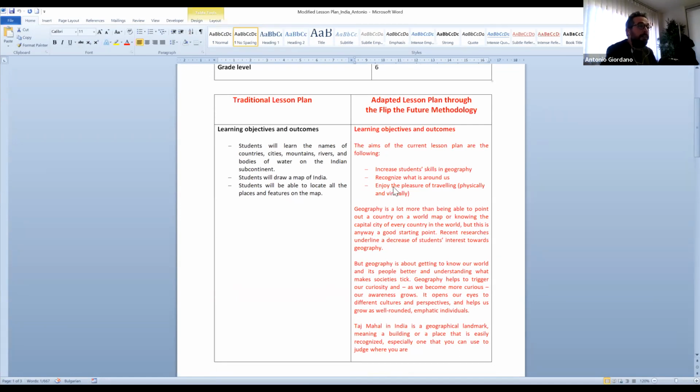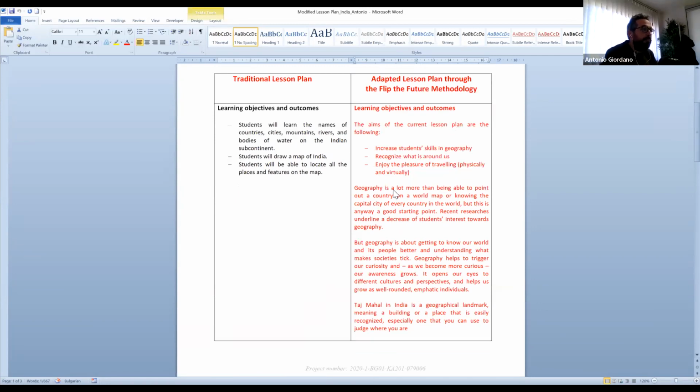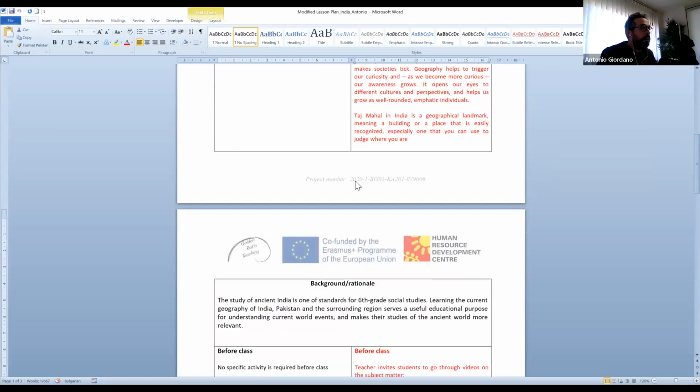Recent research underlines a decrease of students' interest towards geography. But geography is about getting to know our world and its people better and understanding what makes society tick. Geography helps to trigger our curiosity, and as we become more curious, our awareness grows. It opens our eyes to different cultures and perspectives and helps us grow as well-rounded, empathic individuals. So let's focus on India. The Taj Mahal in India is a geographical landmark, meaning a building or a place that is easily recognized, especially one that you can use to judge where you are.